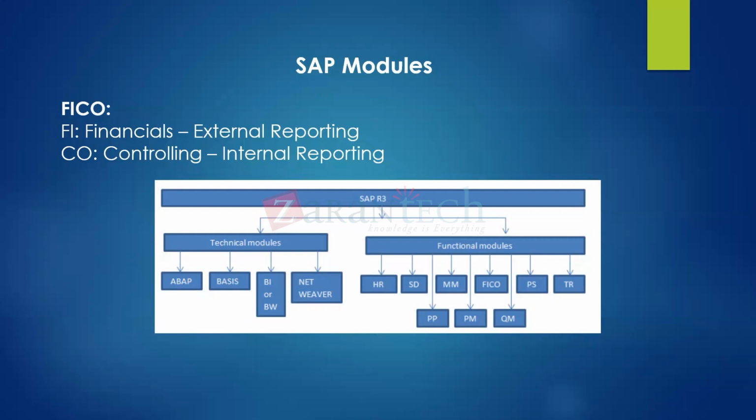And on the functional side, we have FICO, HR (human resources), sales and distribution, PS (project systems) and treasury, and PP, PM and QM modules. So that is production planning, plant maintenance, and quality management. There are a few other functional modules as well. So these are the modules available in SAP.